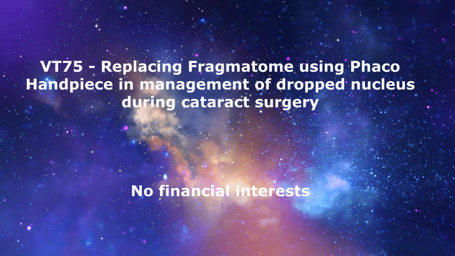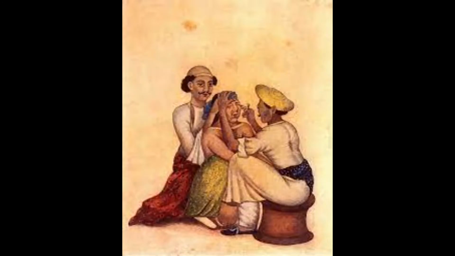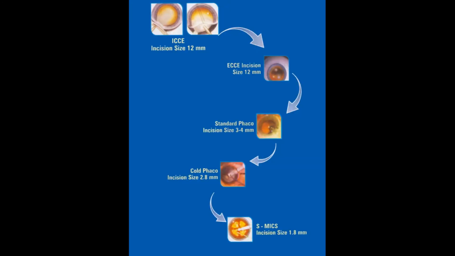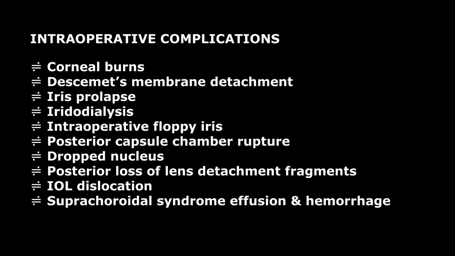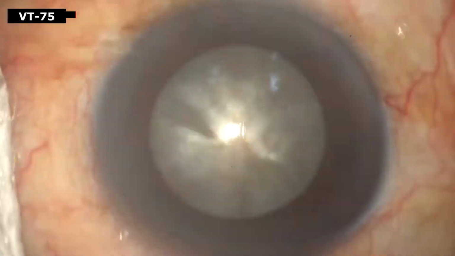This video demonstrates the use of Phaco probe as a fragmatome in the management of dropped nucleus. Cataract surgery has come a long way with the use of phacoemulsification, making the surgery more efficient and safe. However, surgery-related complications like nucleus drop may happen sometimes.